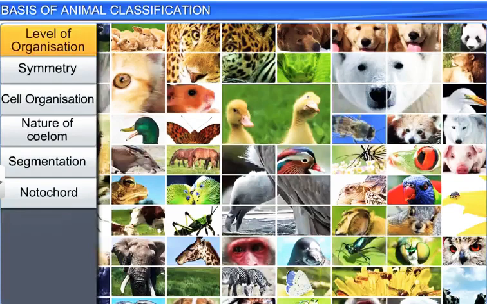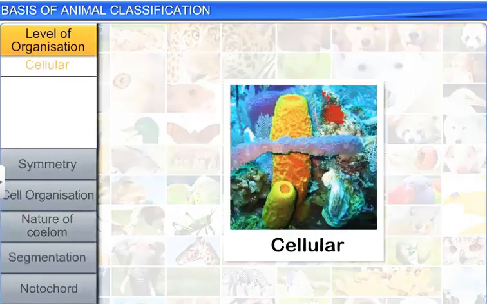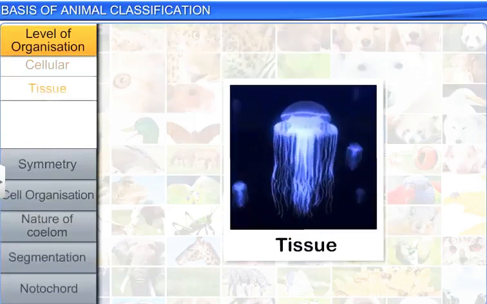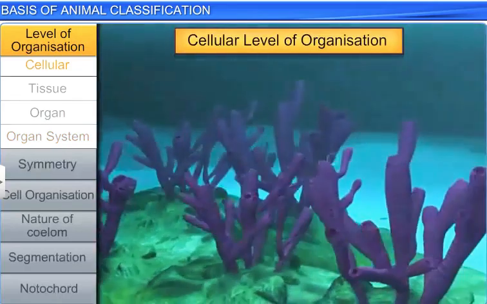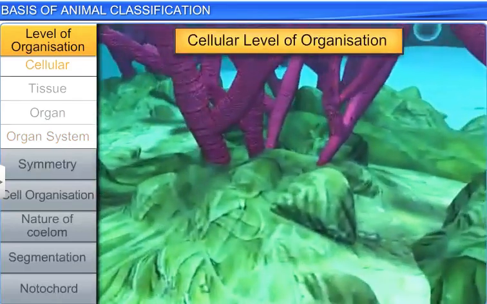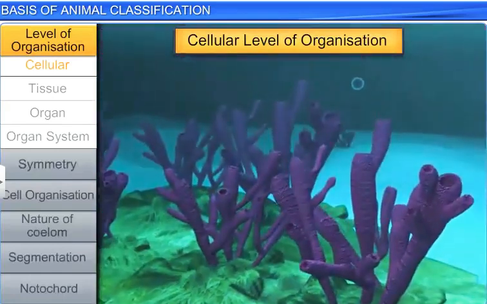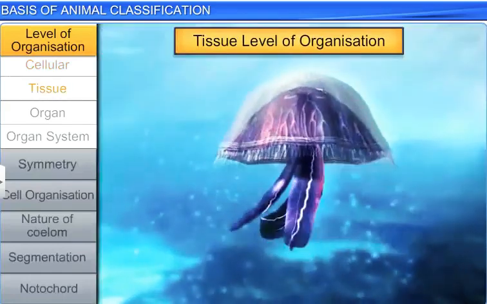Level of organization is the first basic fundamental feature that deals with the pattern of cell organization in an animal. There are 4 patterns of cell organization: cellular, tissue, organ, and organ system. Sponges exhibit a cellular level of organization where cells are loosely arranged. Tissue level of organization is more complex and is displayed in coelenterates. Here, the cells that perform the same function are arranged into tissues.